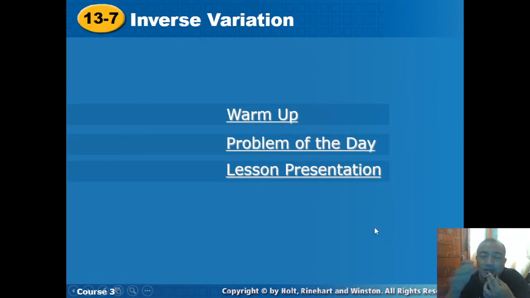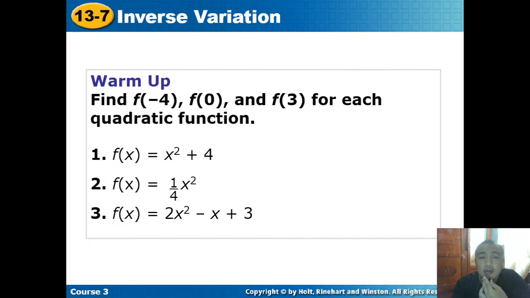Hello grade 9 students, last time we discussed all about direct variation where the equation is y equals kx and the graph is a straight line that passes through the origin. So this time we'll learn also another type of variation which is called the inverse variation. First, let us have a warm up here.